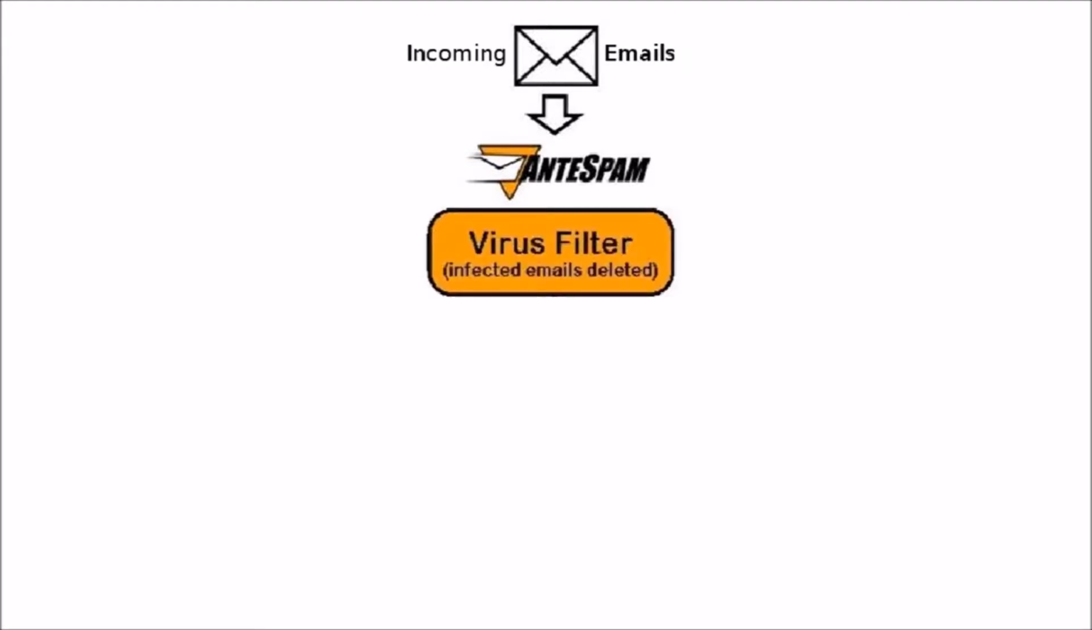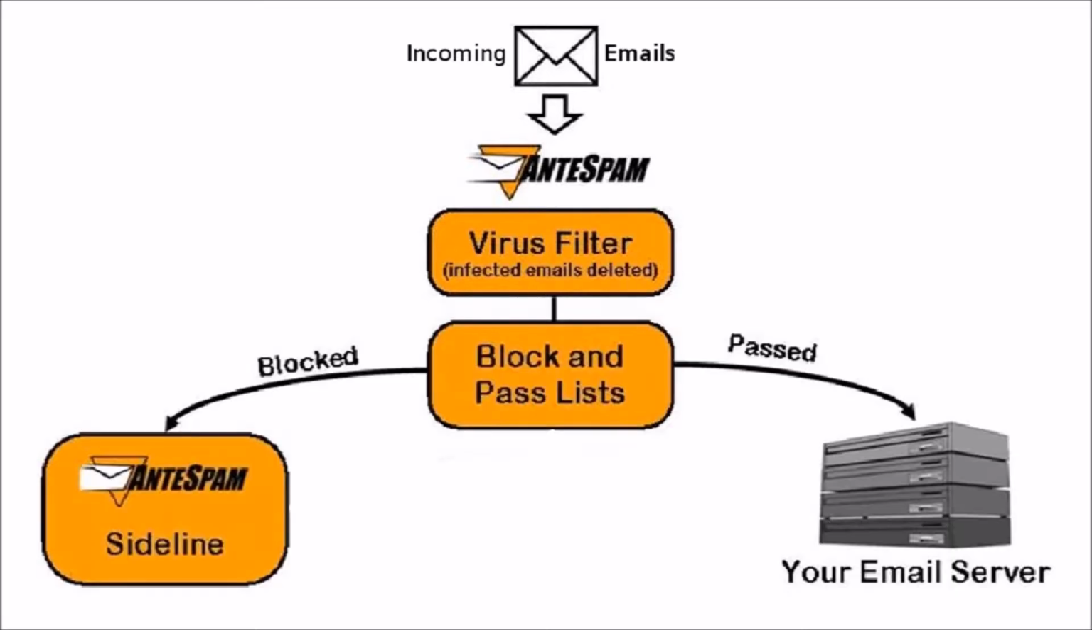The email then goes through the virus filter. It is updated continuously throughout the day with new definitions and rules on what emails are safe and which ones are suspect. Next come the block and pass lists. This is where any email that matches entries that you've put in the block and pass list are sent either to your email server because they passed, or they are blocked and sent to the anti-spam sideline. This is very powerful because notice this happens before any other spam filtering evaluation is done.